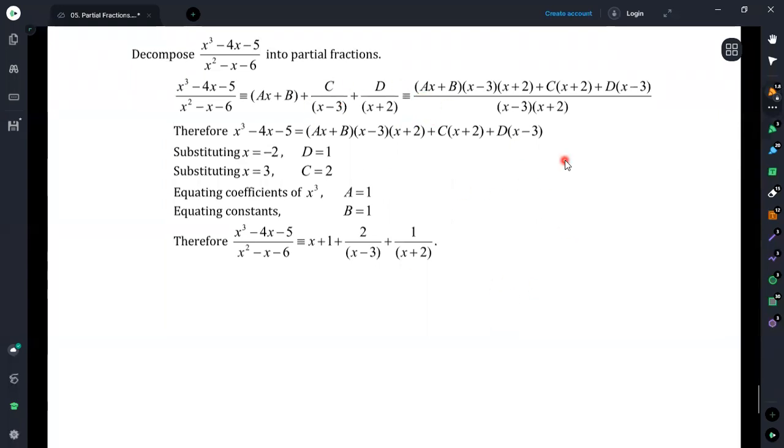Therefore, using this technique also, you can decompose an algebraic fraction into partial fractions. This is all I need to discuss for this session, and thank you all for your participation.